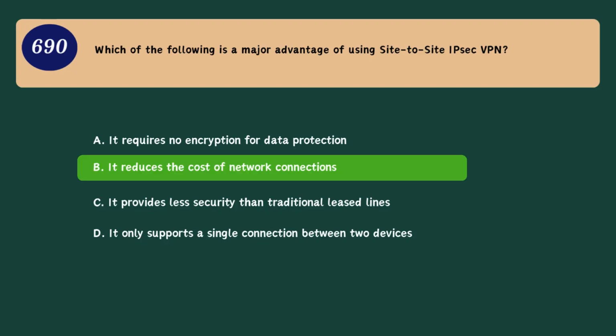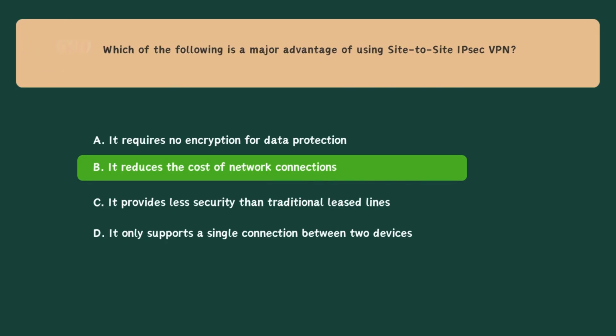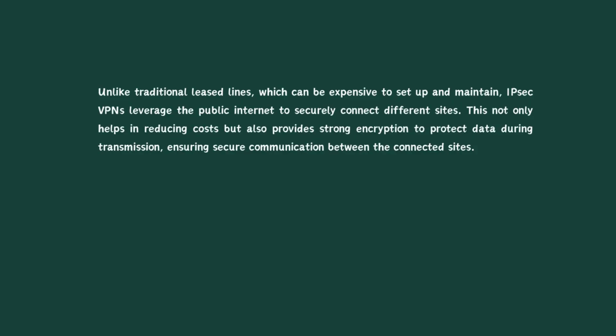Correct answer? B. It reduces the cost of network connections. Unlike traditional leased lines, which can be expensive to set up and maintain, IPsec VPNs leverage the public internet to securely connect different sites. This not only helps in reducing costs, but also provides strong encryption to protect data during transmission, ensuring secure communication between the connected sites.